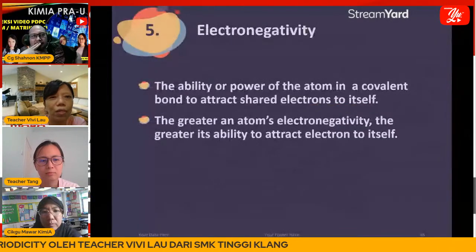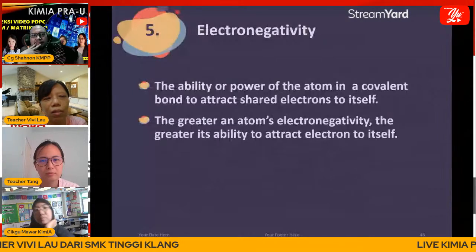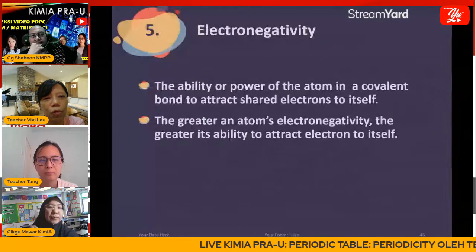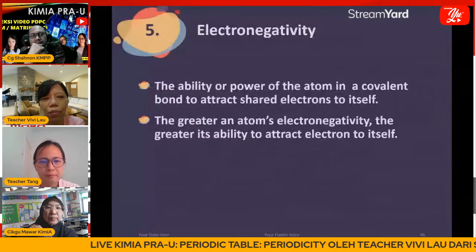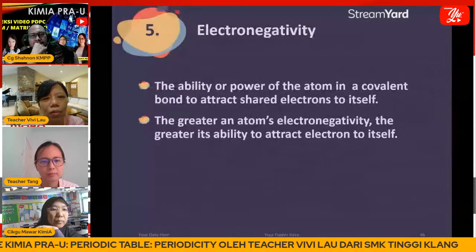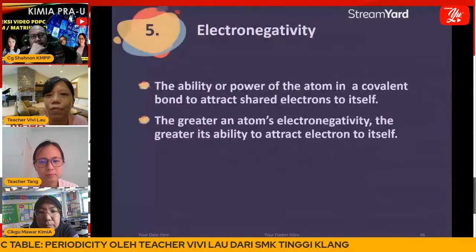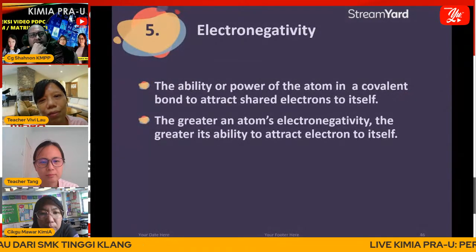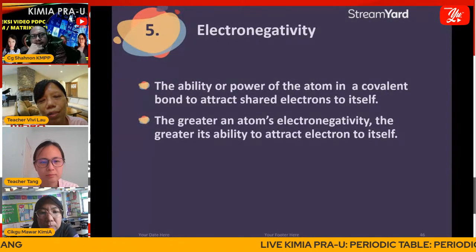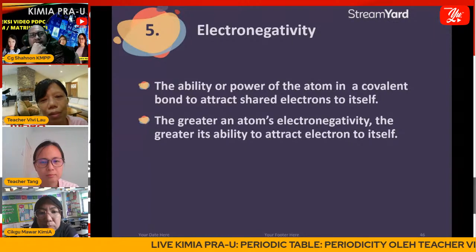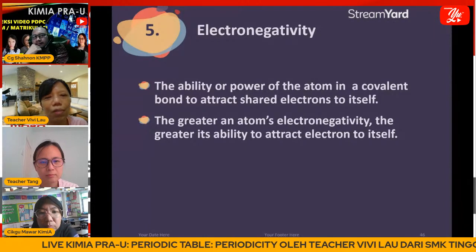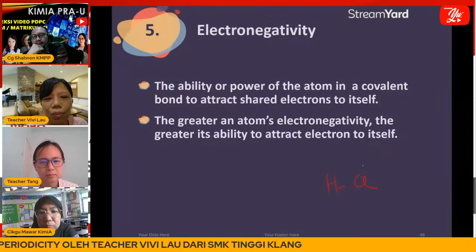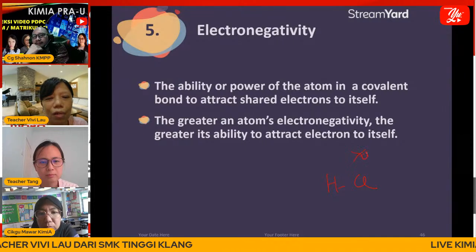Okay, then next we look at electronegativity. Electronegativity definition is the ability or power of the atom in the covalent bond to attract shared electron to itself. So you don't confuse with electron affinity. Electron affinity is form negative ion. So electron affinity, the element accepts electron and forms negative ion. Then electronegativity is in the covalent bond. For example, hydrogen chloride.